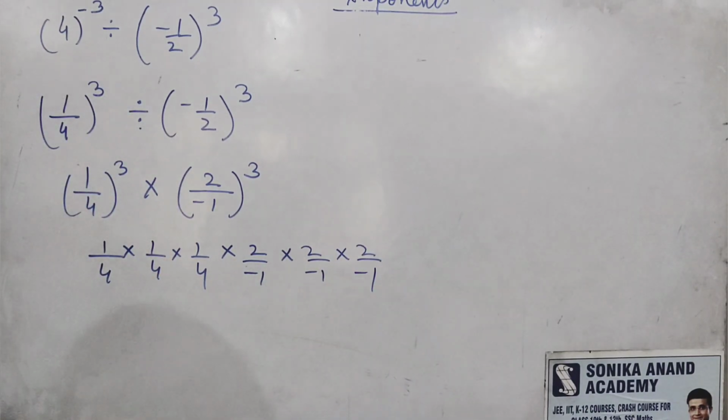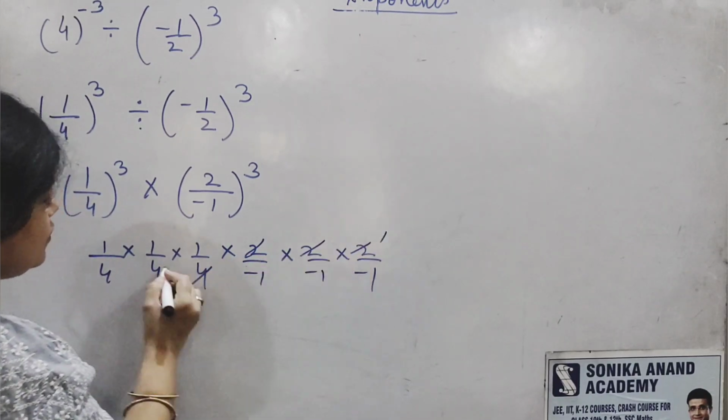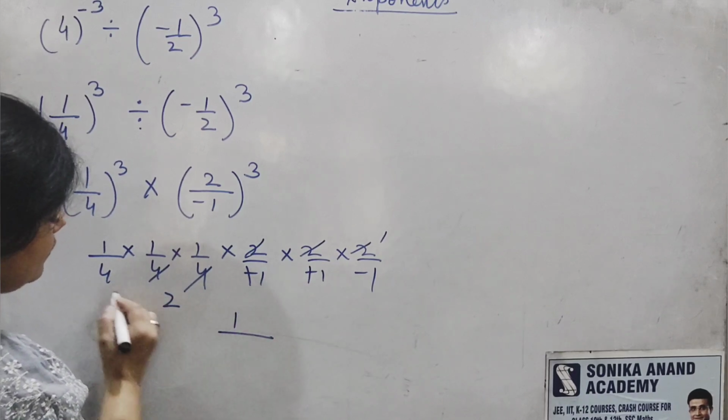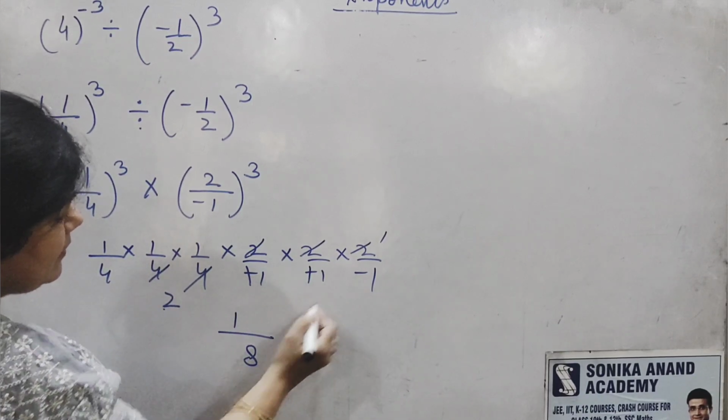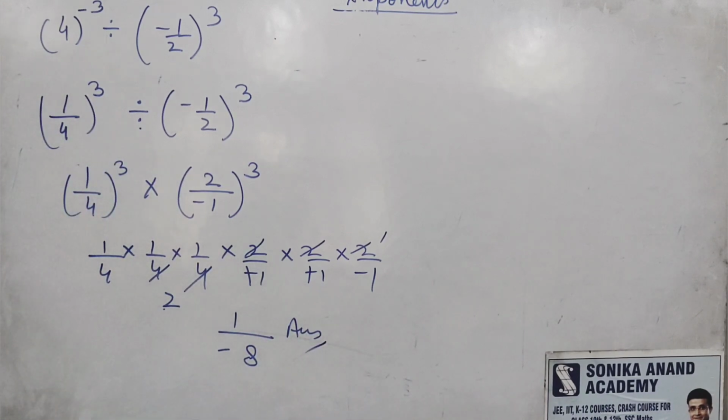Now what is the answer? 2 2s are 4. 2 4s are 8. Minus minus cancel. So we get 8 in the numerator and 4 4s... and minus. So this is your answer. Okay. Now next question.